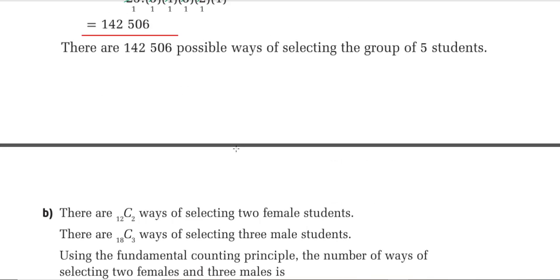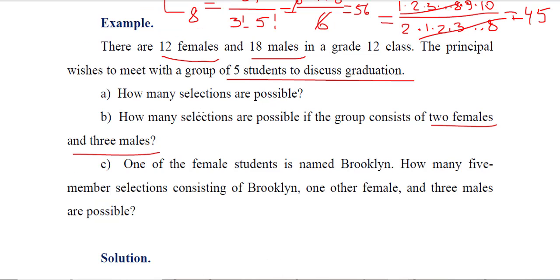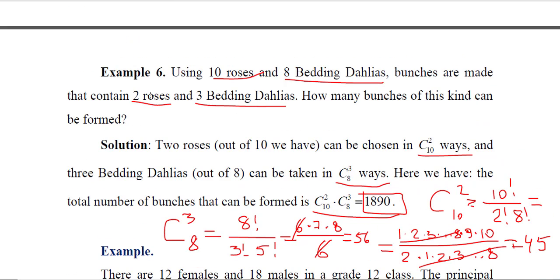Okay, now B1. So in B1, how many selections are possible if the group consists of 2 females and 3 males? Now we have exactly the type of members in these groups. It should be 2 females and 3 males. We have 12 females and 18 males. This is close to the example with flowers.